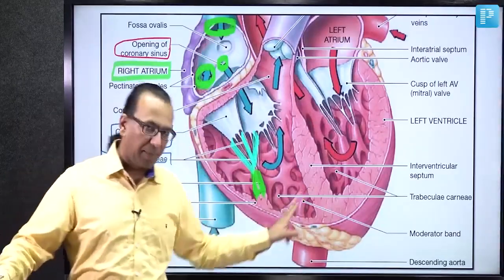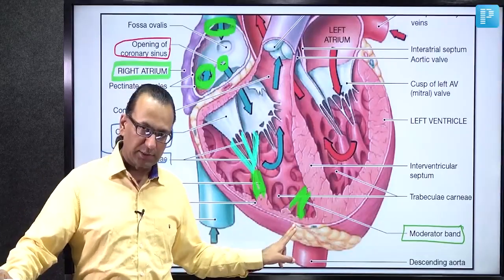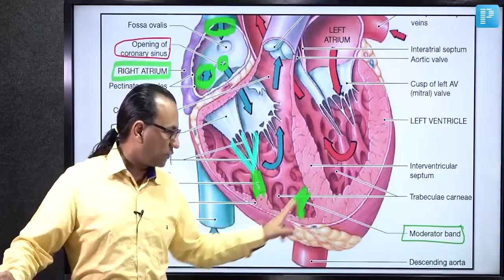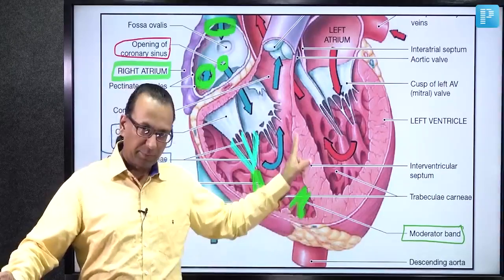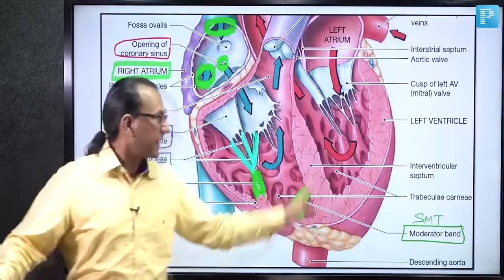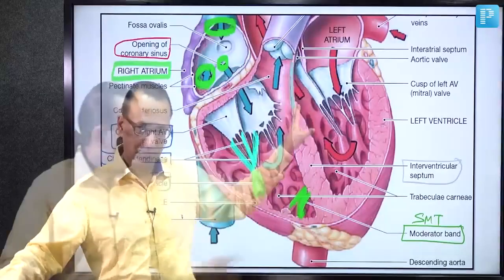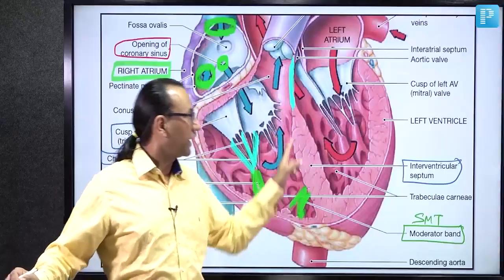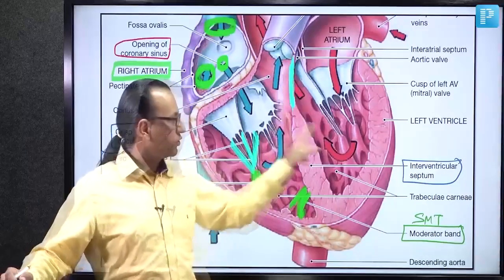You'll find that the anterior papillary muscle has a moderator band, which is also called the septomarginal trabeculae, and it contains a part of the right bundle branch coming from the interventricular septum and directly reaching the wall of the right ventricle. Now, this is the interventricular septum, the muscular portion, that is the membranous portion. This is the thick muscular portion, and that is the thin membranous portion of the interventricular septum between the two ventricles.